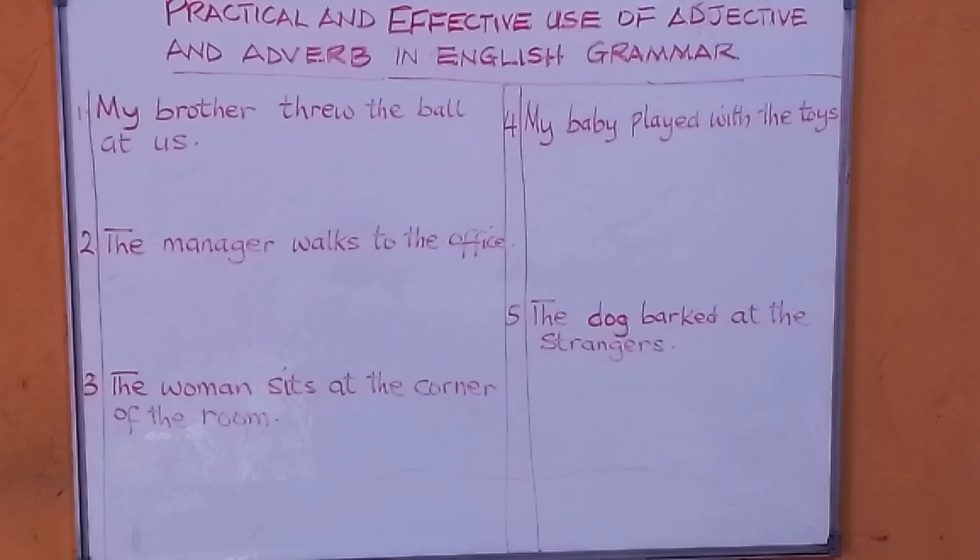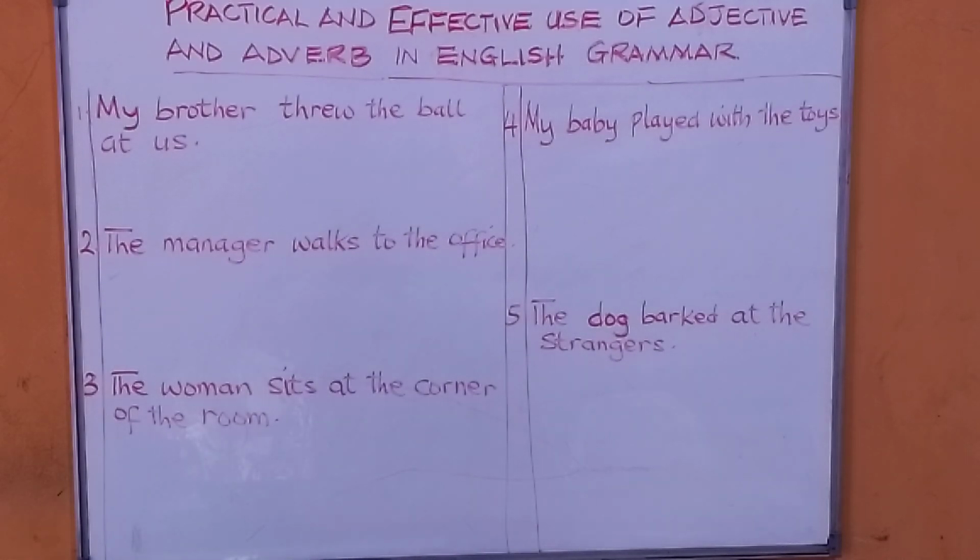In both spoken and written English, if you want to, as a student, achieve high marks, as a public speaker, if you want to attract attention, if you want people to listen to you, if you want people to admire the way you speak, you must know how to use adjective and adverb in your spoken and written English. Now we are going to use a few examples on the board to demonstrate that.